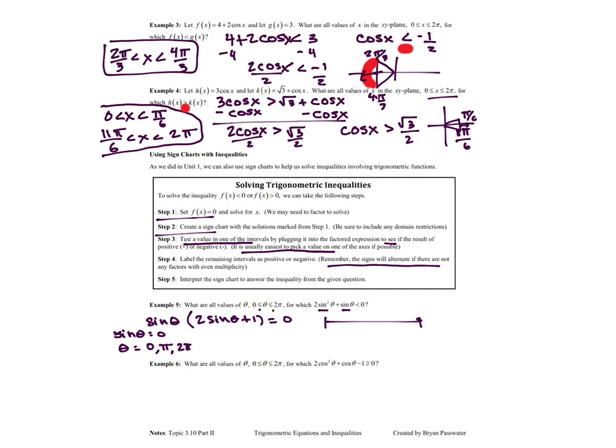Okay. The other one says 2 sine theta plus 1 equals 0. Subtract the 1. 2 sine theta equals negative 1. No, we pulled out the sine. We don't have any squareds anymore. So sine theta equals negative 1/2. So, 7 pi over 6 and 11 pi over 6.